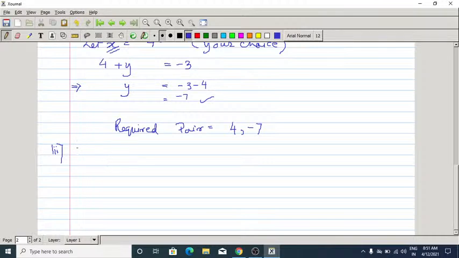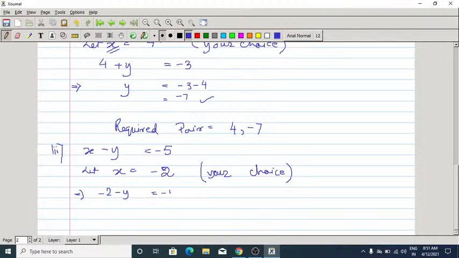Difference is minus 5. So the difference x minus y is equal to minus 5. So again choose x. Let us take a negative number this time. So let x be equal to minus 3 or minus 2. Okay. It can be anything. I am repeating, this is your choice because it is not given. But since we know the equation, I am going to put it over there. So minus 2 minus y is equal to minus 5.